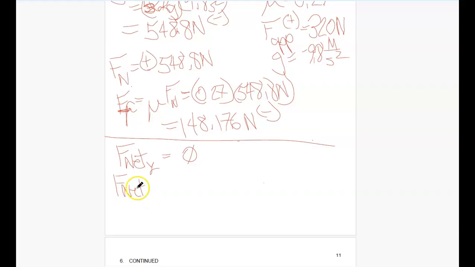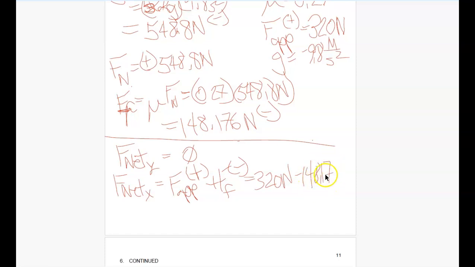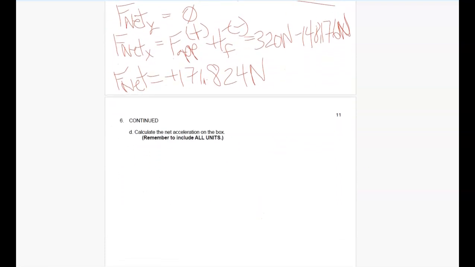So we have the net force in the x direction, which is equal to the sum of our two x direction forces. We have an applied force in the positive direction, and we have a frictional force in the negative direction. So that's 320 newtons minus the 148.176 newtons that we just calculated for the frictional force. We take the difference, and we now know that our net force in the x direction is positive 171.824 newtons.